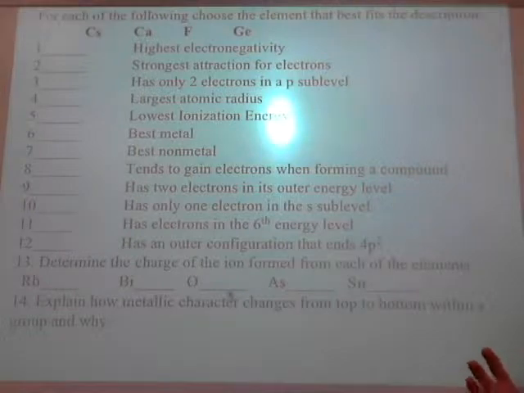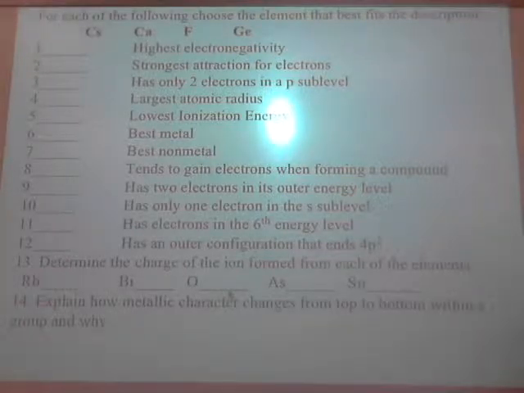Let's read the answer again. Here's what they said. Metallic character changes from top to bottom within a group because of atomic size and the shielding effect. What's wrong with that answer? Well, one thing that's wrong. They didn't say, well, actually, they did. They just didn't explain it very well. They did explain why. They just didn't explain it very well.